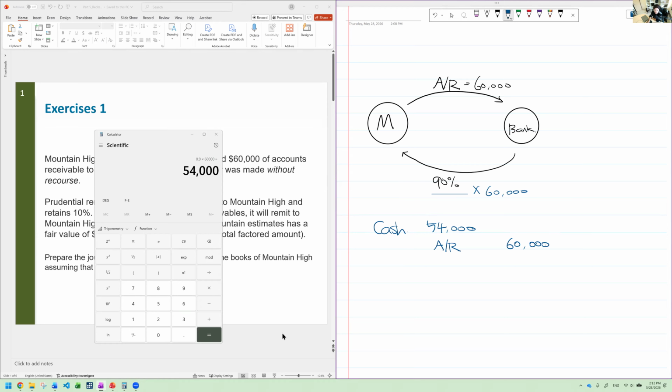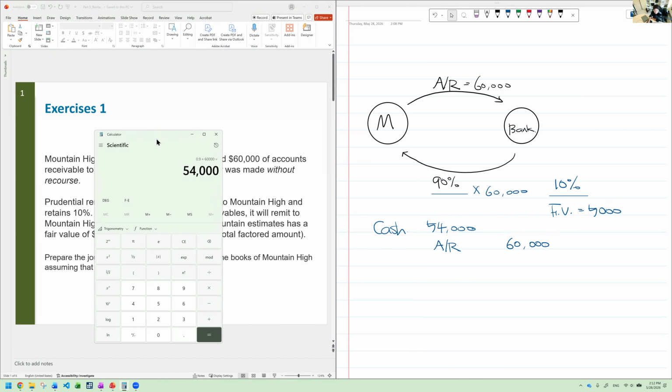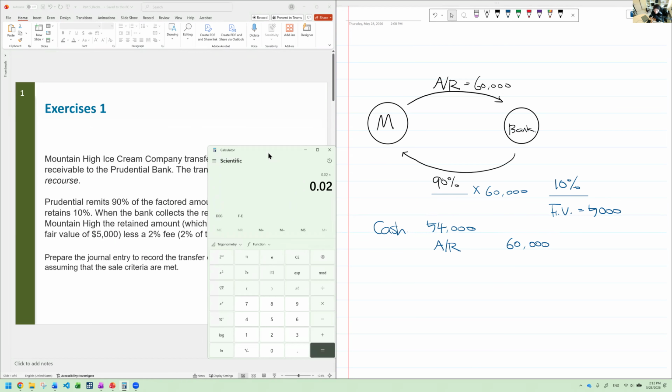For the remaining 10%, the fair value was $5,000. And then the fee will be applied to the remaining 10%. The fee amount is 2% times $60,000, which is $1,200. So let's subtract the fee amount, $1,200. Mountain still has some receivables left.